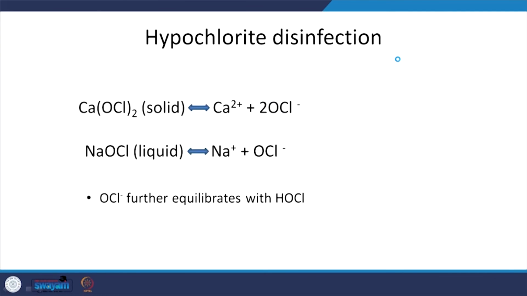Let me move on. We looked at addition of Cl2. We can also get this OCl minus in different forms. It can be added as CaOCl2 solid or NaOCl liquid, and then you can change the pH so that you have enough HOCl. And as we discussed, these are again different forms of oxidizing agent addition.